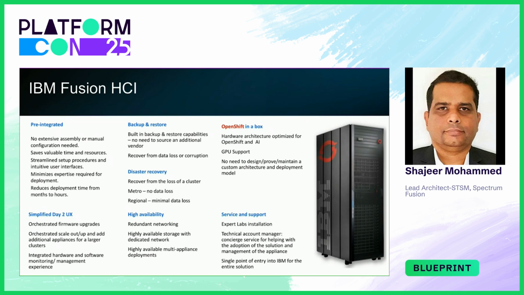High availability is achieved through redundant networking, highly available storage, and dedicated networks, and multi appliance upgrade and scale out capabilities allow you to add applications easily as your cluster grows. Hardware architecture is purpose built for OpenShift and AI. With full GPU support, there is no need to design and maintain custom architecture or deployment models.